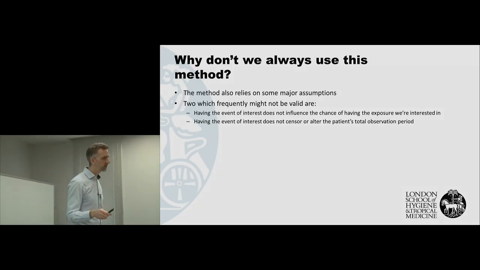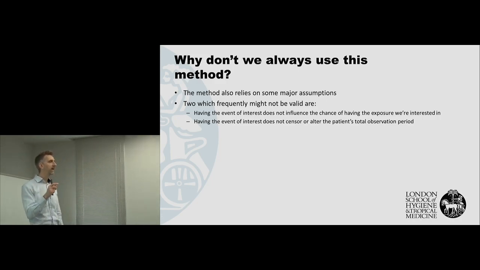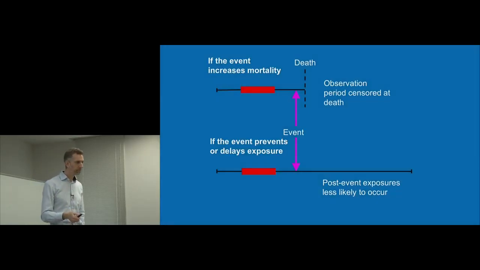The second major assumption is that having the outcome of interest doesn't affect the end of the observation period. Okay. So here's how this looks on a timeline. So the first is, if the event increases the risk of mortality, so death itself would be a good example, or something like a stroke, where the risk of dying shortly after a stroke is quite high. It means that we then can't observe what would have happened if the patient hadn't died.